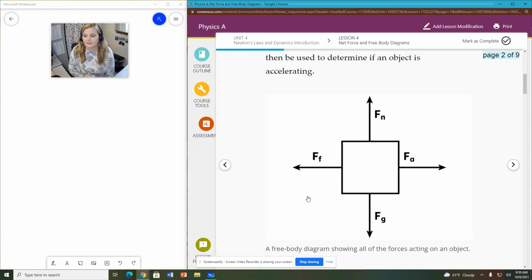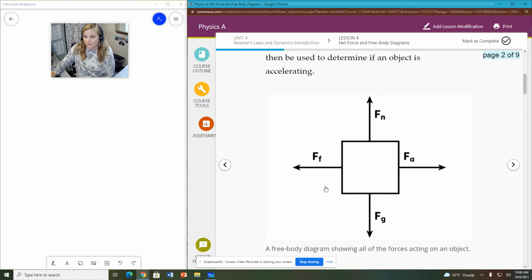So a couple of things for free body diagrams are very, very important. First, we represent the object in a free body diagram by a square or a circle, just a simple shape. You don't draw a picture of the object. And then all the forces on that object are drawn outwards from that object, even if the force is acting on the object and it's pushing.